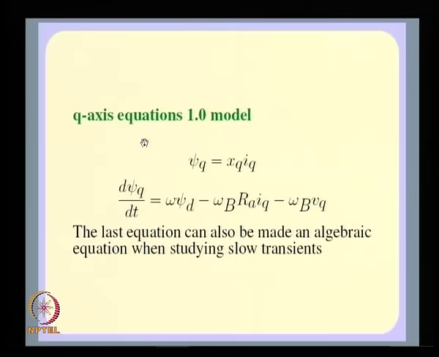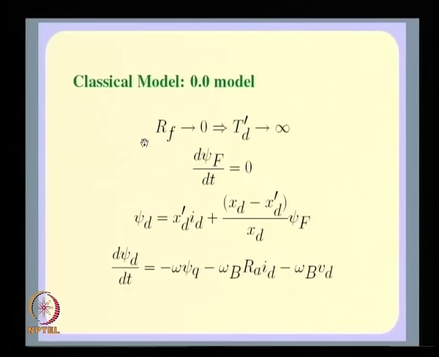How do we get to that model? Well, this is not a very respectable model, but I will just tell you how you can get to what is known as the 0.0 model, which is what is known as a classical model. A classical model is not a respectable model for getting realistic and quantitatively correct answers as far as synchronous machine behavior is concerned. For example, you cannot use classical model to understand the nuances of what happens during a short circuit in a synchronous generator.